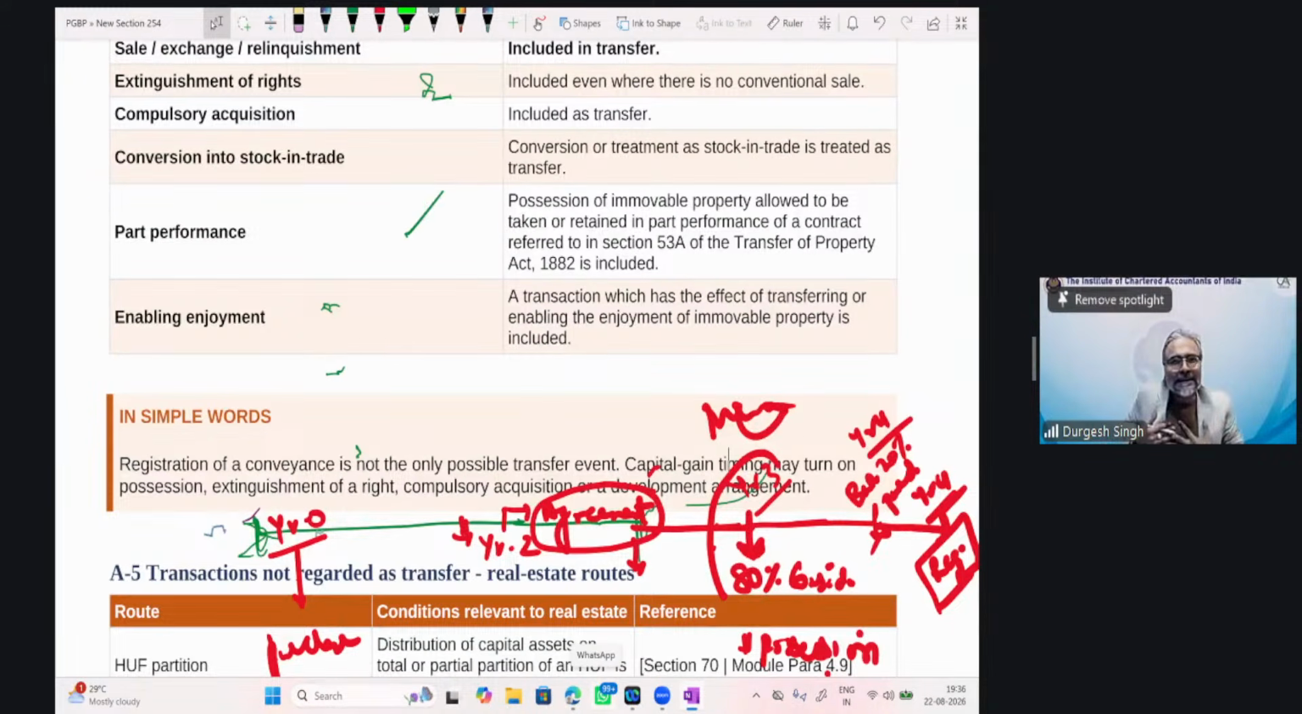So I make an exit by having a chargeability of capital gains in year number 3. I'm making an exit. I pay the capital gains tax. I make the exit. In which year? Year number 3. The buyer makes an entry. How the buyer makes an entry, students? Under the concept of deemed ownership under the house property, the buyer will make an entry.